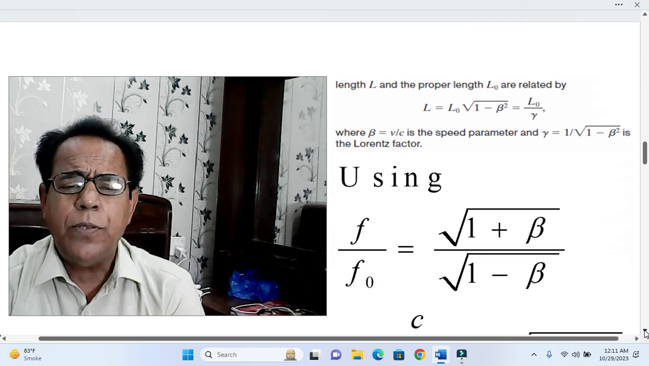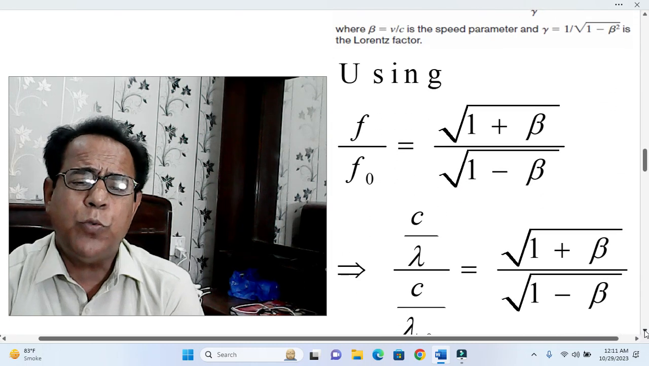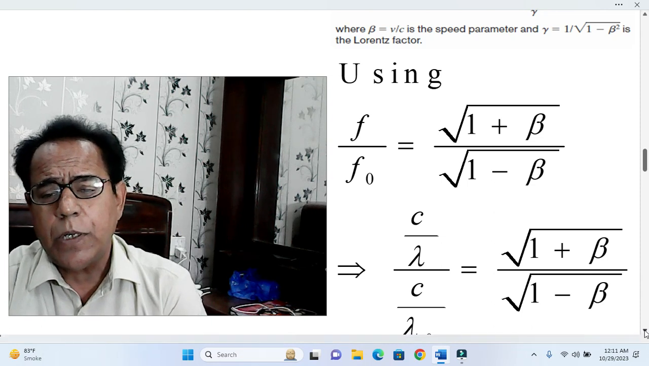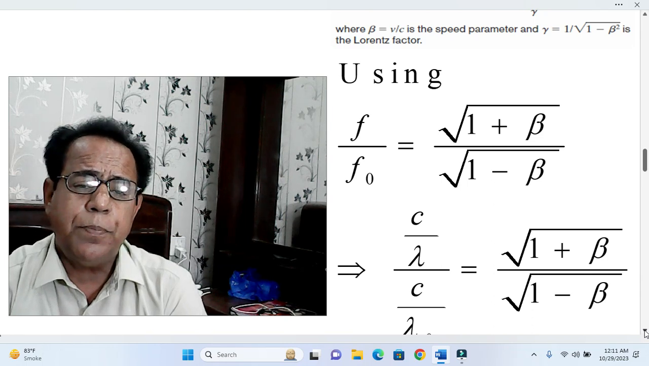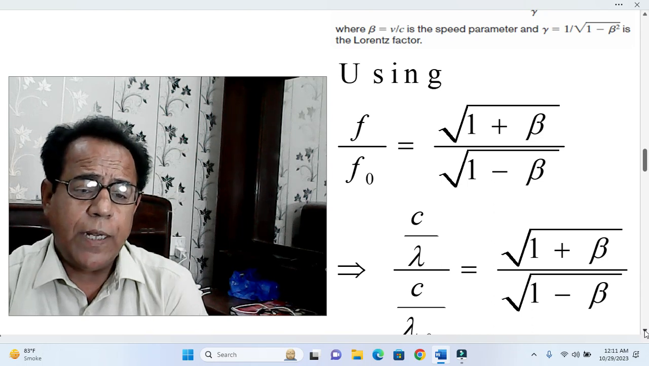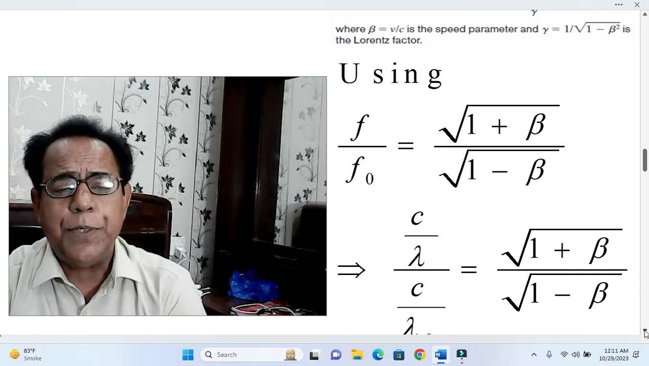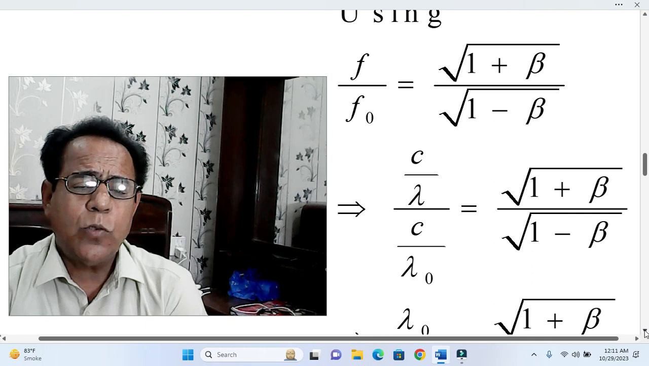Okay, now we come towards the solution properly. Using the expression f over f naught equals the square root of (1 plus beta) over (1 minus beta), this implies that frequency is the reciprocal of wavelength, and we know that f is equal to c over lambda, where c is the speed of light. In relativity, frequency is equal to speed of light divided by wavelength lambda.